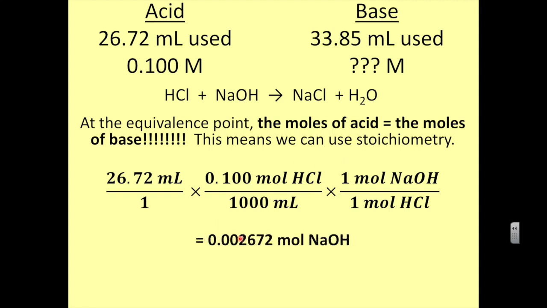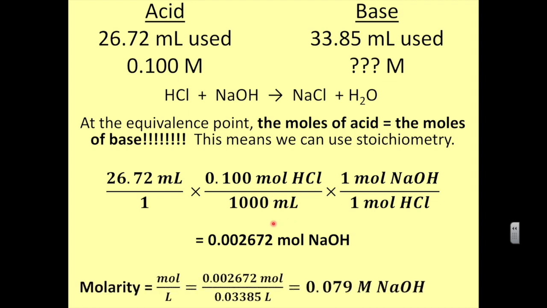This will give me the number of moles of NaOH as 0.002672. I now just have to calculate my molarity as moles over liters. So it's this number of moles divided by my number of liters. That is my volume of base converted to liters. So I would move this decimal place 3 places to the left to find my number of liters. And I find out that my molarity is 0.079 molar NaOH.